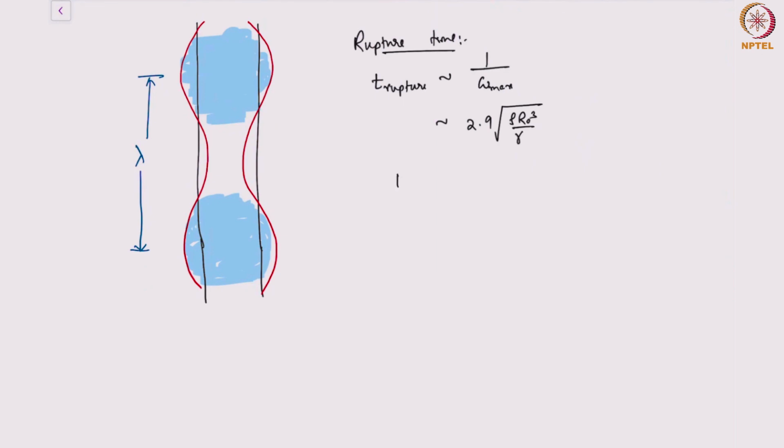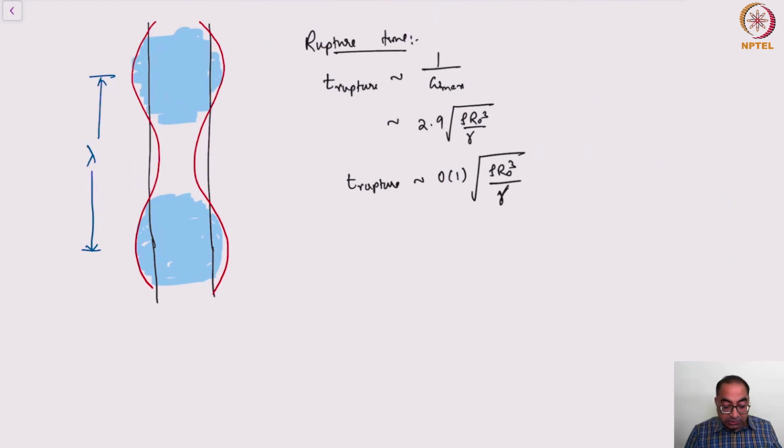But more importantly, I'm more interested in the number 2.9 being an order 1 factor multiplied by the square root of rho r naught cube by gamma. So there's a natural time scale that emerges if you were to do a dimensional analysis in this problem, and the natural time scale that emerges will be square root of rho r naught cube by gamma. This will just come by balancing the inertia to the surface tension terms.